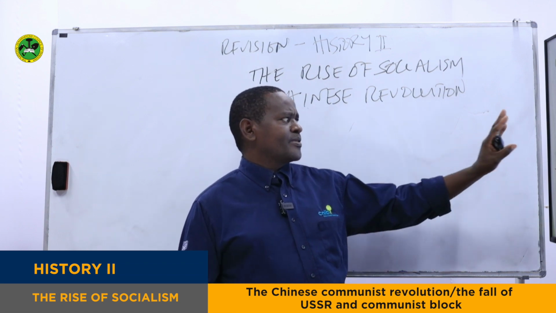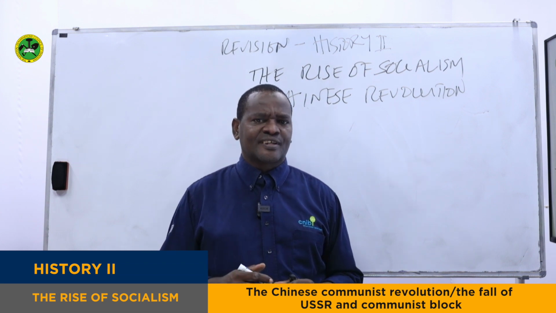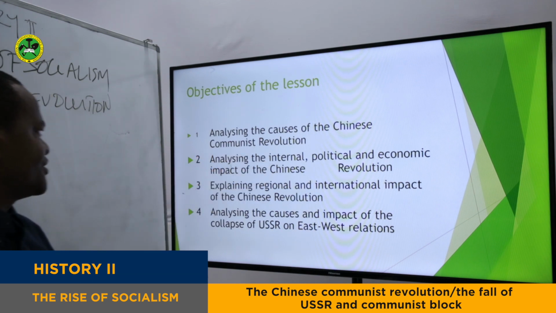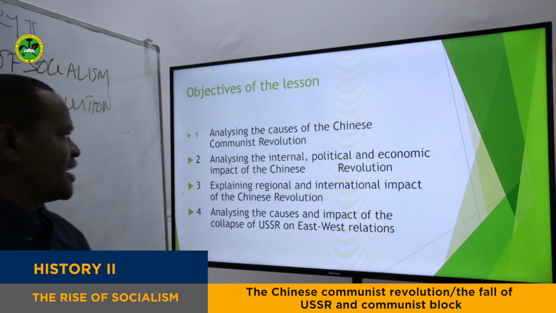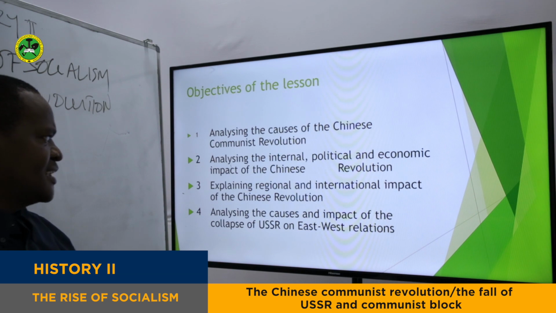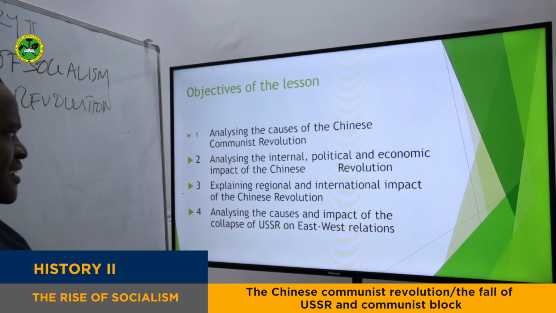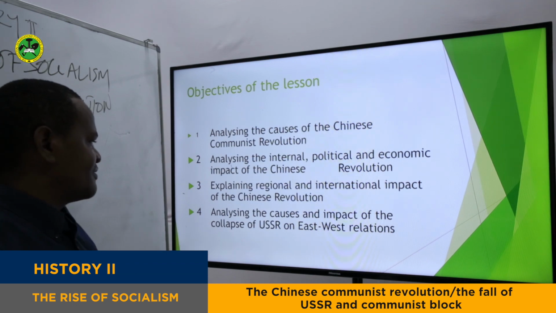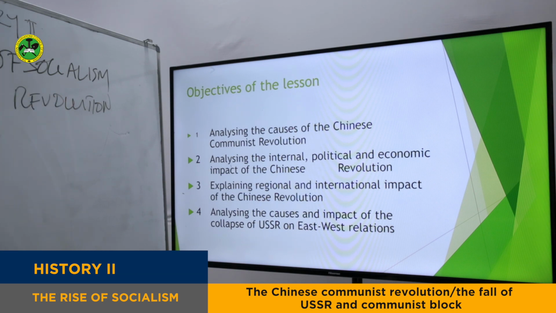My dear students, here we have the objective of our lesson of today. That means at the end of this lesson, you have to make sure that you obtain these specific objectives. The first objective is analyzing the causes of the Chinese Communist Revolution. The second objective is analyzing the internal political and economic impact of the Chinese Revolution. The third is explaining regional and international impact of the Chinese Revolution. And the last objective is analyzing the causes and impact of the collapse of USSR on East-West relations.